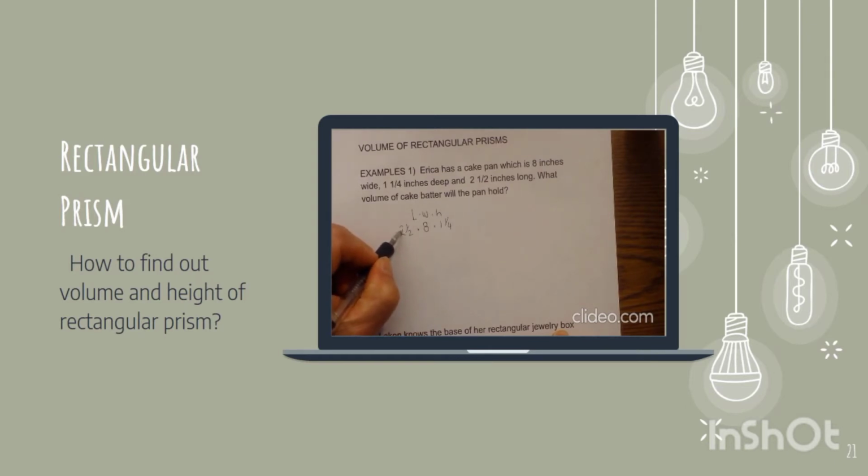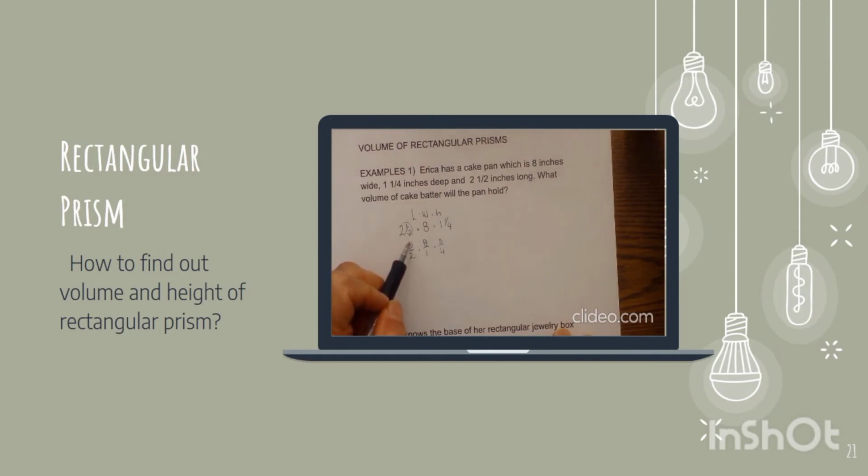I go 2 times 2 is 4 plus 1 is 5. And then when the circle trick, the 2 goes back to its original spot, so it's going to be on the bottom. And then I'm going to place 8 over 1. And I'm going to do the same trick. 4 times 1 is 4, plus 1 is 5/4.